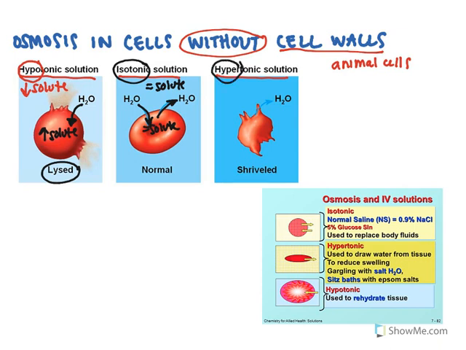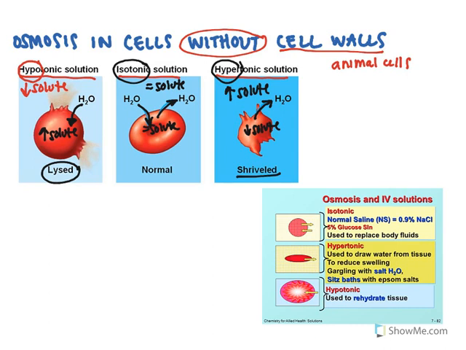Or if we're looking at hypertonic, hyper means high. So that means that this cell is sitting in a solution with high solute compared to the inside of the cell, which is going to be lower solute compared to the outside. And in this case, since water wants to go to where there's high solute, it's going to leave the cell. And in that case, our cell is shriveling. So focus on that for a second.